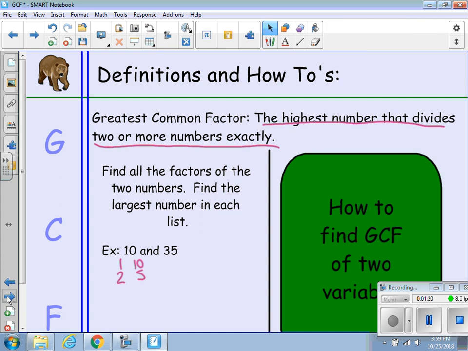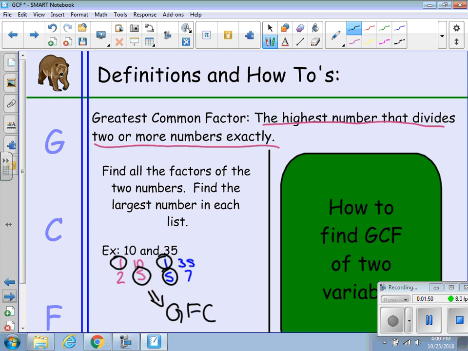With 35, we do a similar process. So we have 1 and 35, and then if you remember from elementary school, you go on until you get another factor, and that would be 5 and 7. So those are all the factors. I found all the factors of the two numbers. Now I want to find the largest number in each list. You notice that they both have 1 in common, but they also both have 5 in common. Which one is larger? 5. So our GCF of 10 and 35, not GFC, but GCF, is going to be 5.